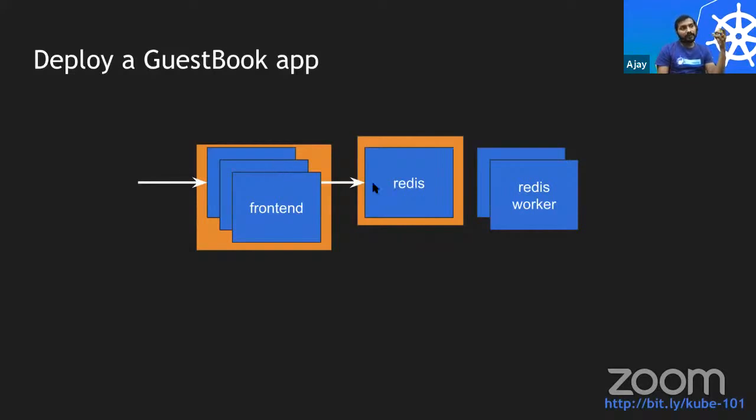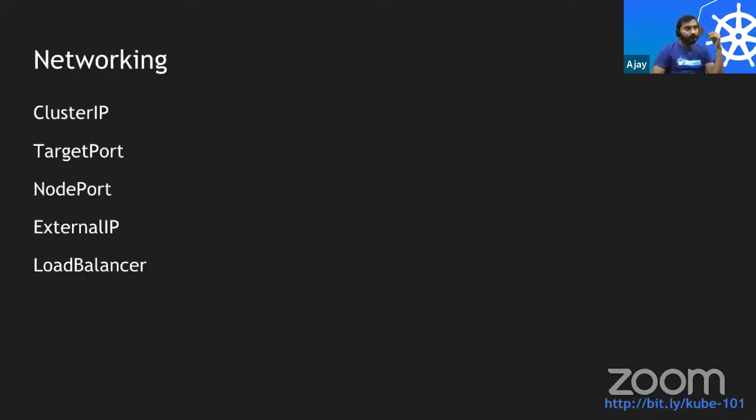Now, how do I access Redis from the front end? You have to leverage cluster IP. In this case, we configured cluster IP, so you have to leverage cluster IP. We had the DNS service within the cluster, so we leveraged that. Okay, so that's how we did it.